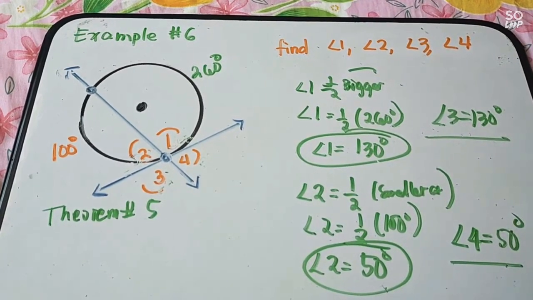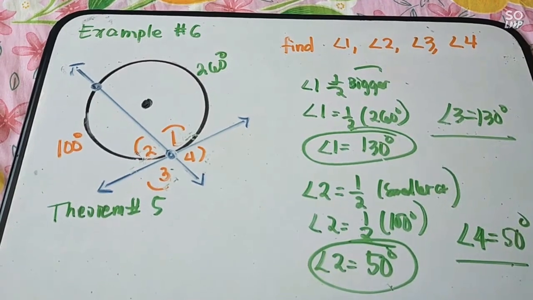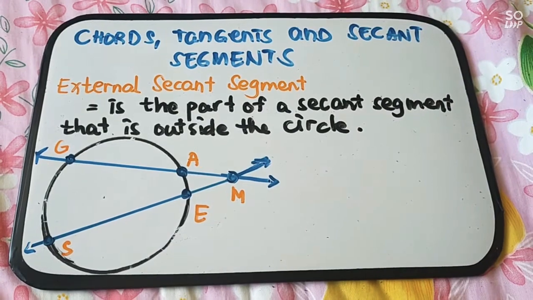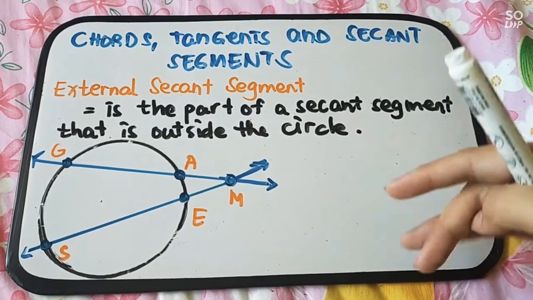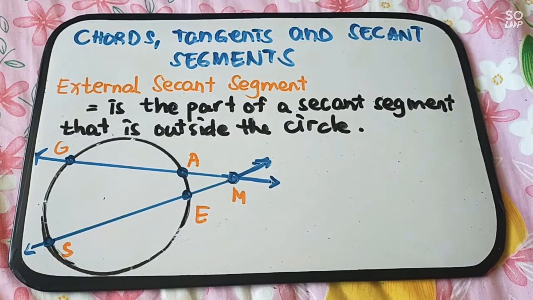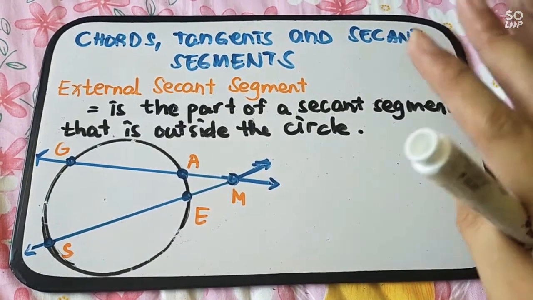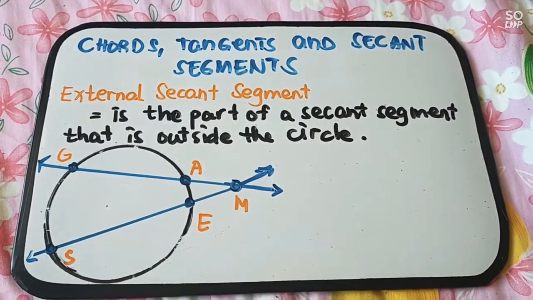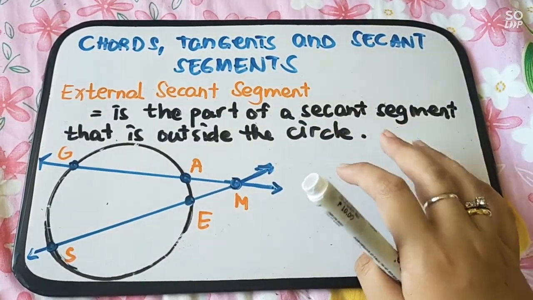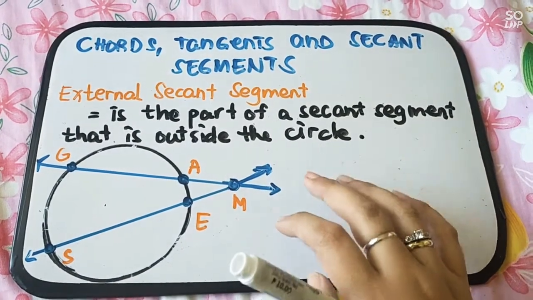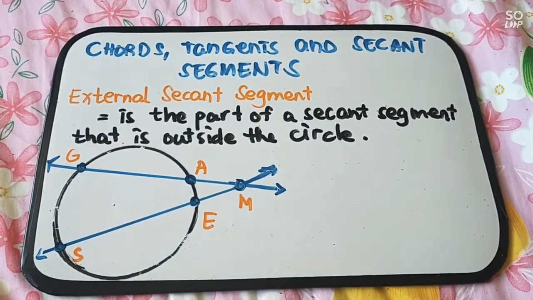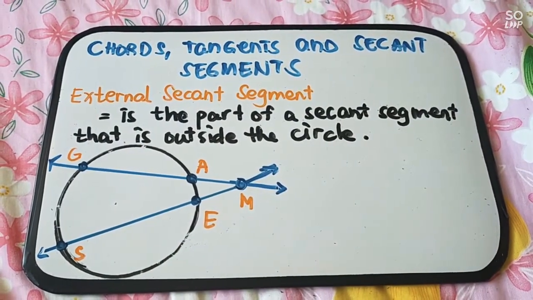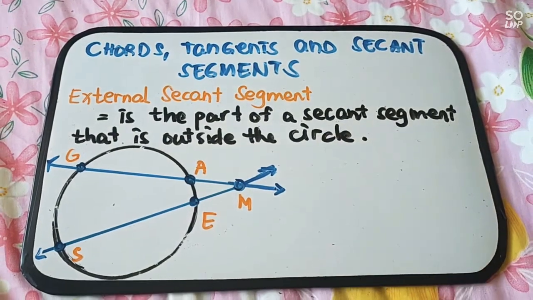Now, let's move with the segment. Okay? Chords, tangents, and secant segments. So, before we have the theorems of those chords, tangents, and secant segments, let's have first the external secant segments. When you say external secant segments, it is the part of the secant segment that is outside the circle. So, what are they? So, we have here given two secants that intersect at the exterior point.